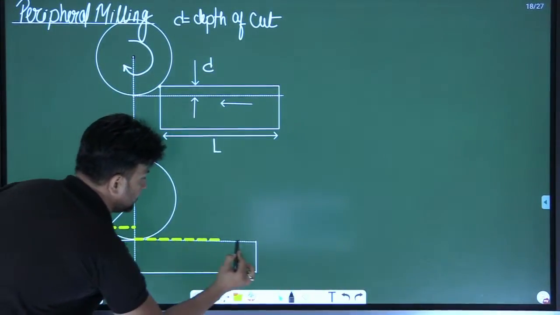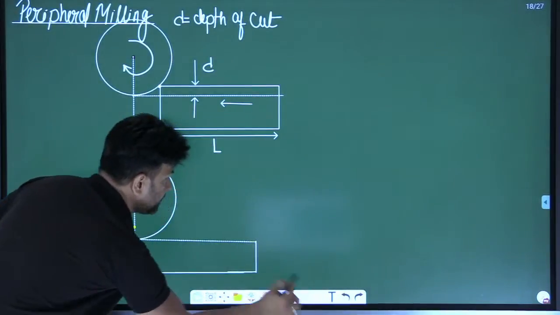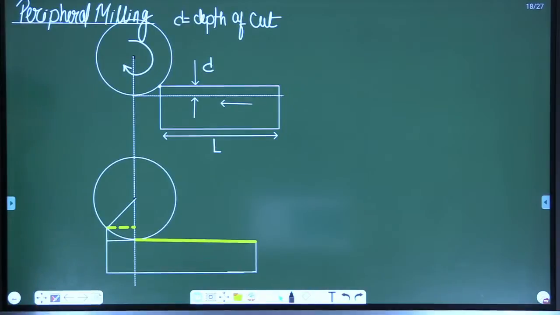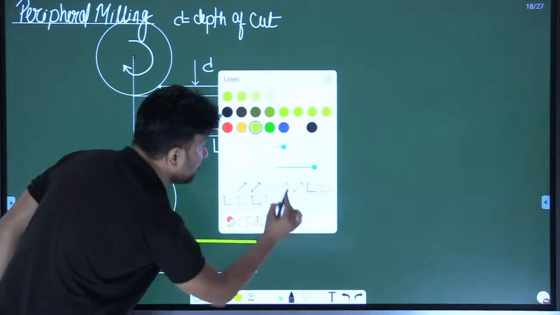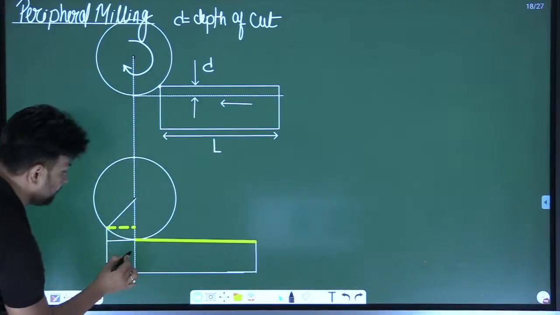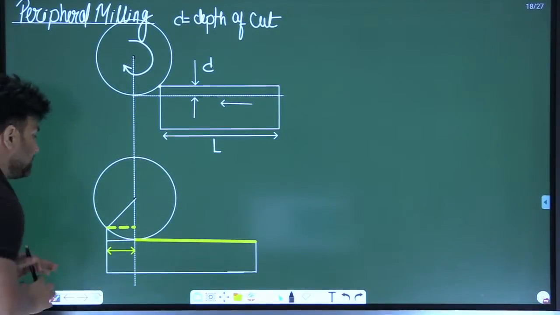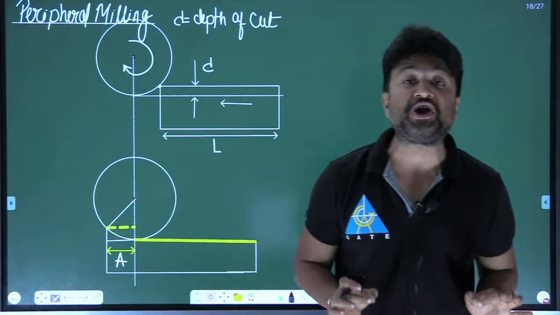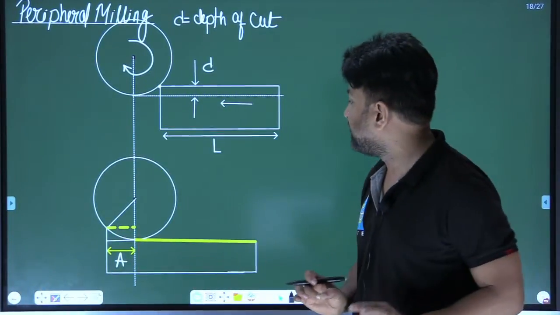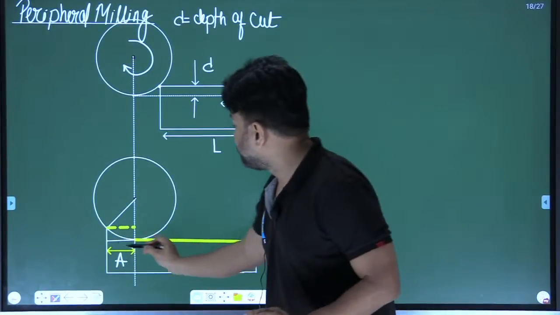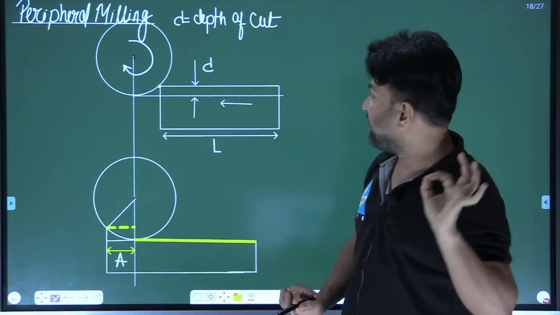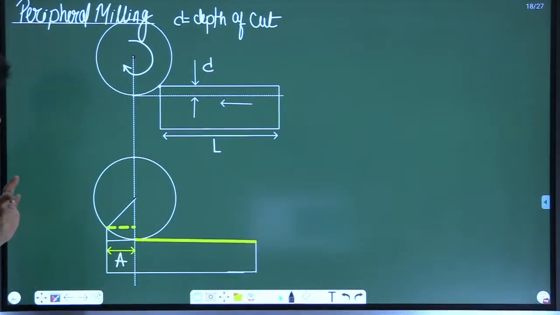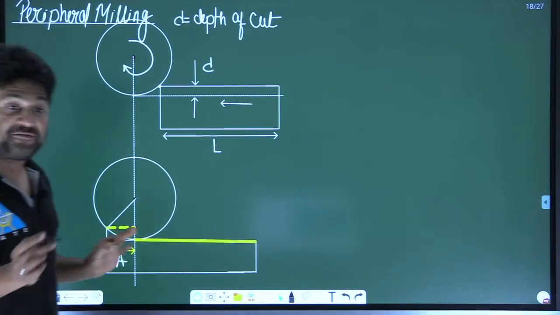This is basically the machine surface, right? Now the cutter has to move that much distance. So what is the value of that distance? We have to find it. That distance is known as the approach, A. So the milling cutter has to move A length, and then the cutting will take place. Am I clear or not?